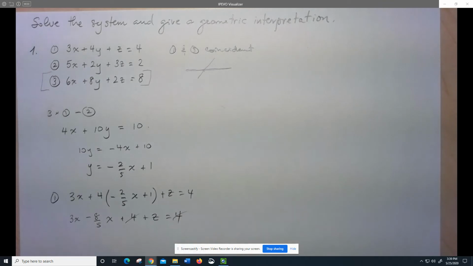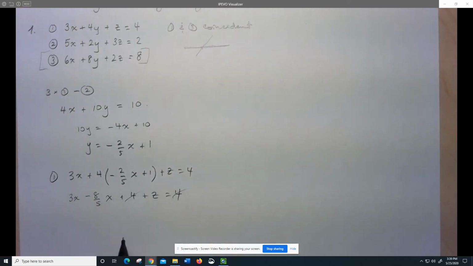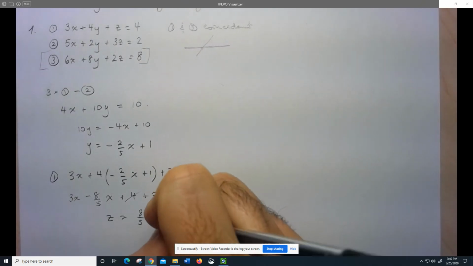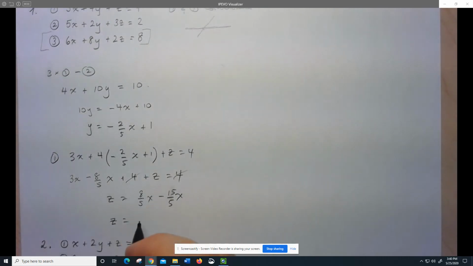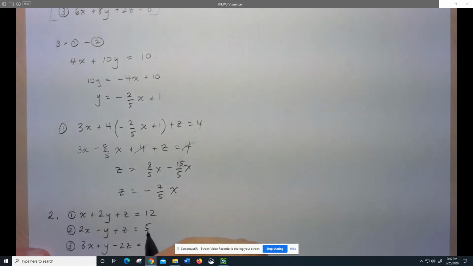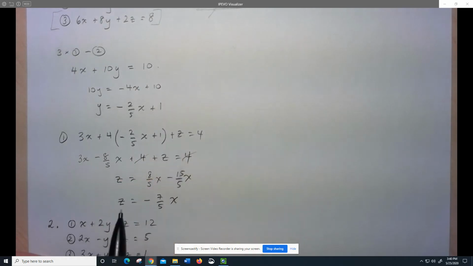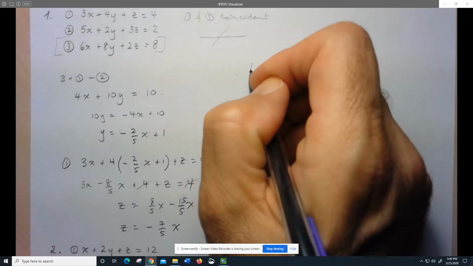So here, hey, look at that, subtract 4 from both sides, get that out of the way. And so what do I have? I have z is equal to, and we'll bring this to the other side, 8 over 5x minus 3x, and instead of writing it as 3, let's write it as 15 over 5. So in the end, we have z is equal to 8 minus 15, which is negative 7 over 5x. Remember how this works: we've written y in terms of x, now we've written z in terms of x, and so now we're going to let x be our parameter.